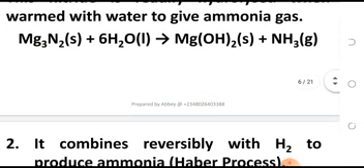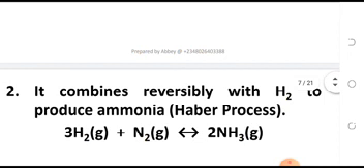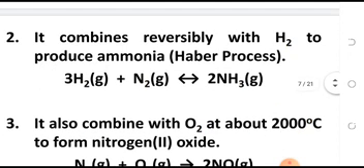So let's move on to the next chemical property. It reacts with hydrogen gas. That's a reversible reaction to give us ammonia. That's the major reaction in the Haber process for the production of ammonia.